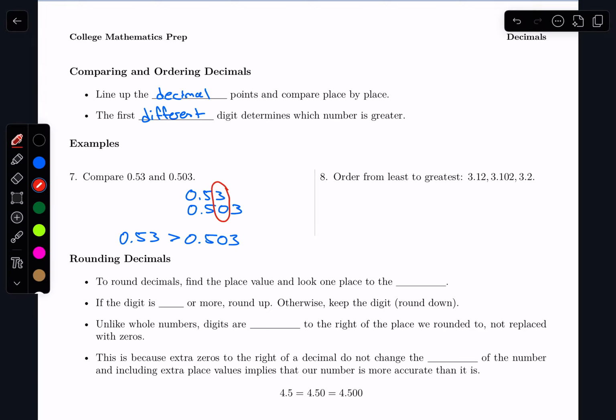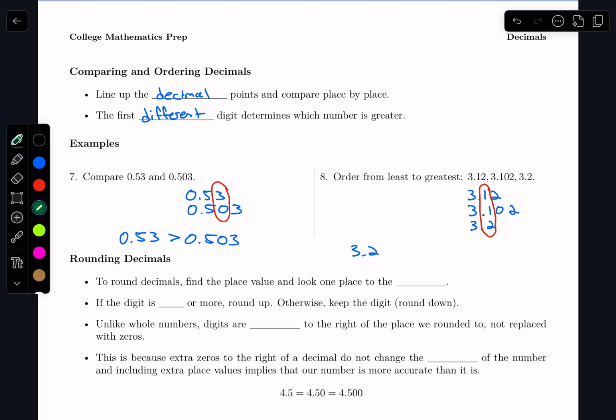For number 8, we're going to order these from least to greatest. I'm going to write them right on top of each other first. 3.12, which is 3 and 12 hundredths. Then we have 3.102, which is 3 and 102 thousandths. And then we have 3.2, which is 3 and 2 tenths. All right, so now we compare place value by place value. They all have a 3 in front, but one of these numbers has a 2 in the tenths position, and that is bigger than the other two numbers. So 3.2 is going to be our biggest number because 2 is bigger than the ones.